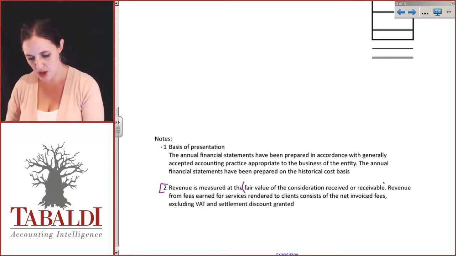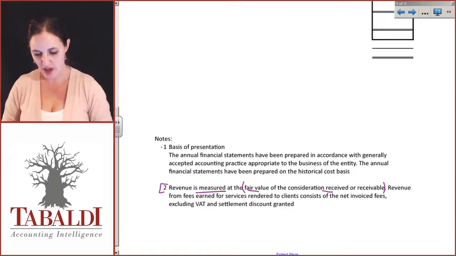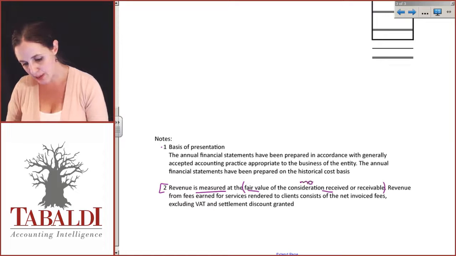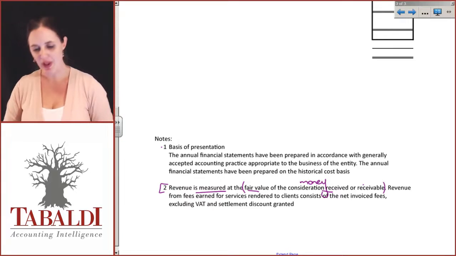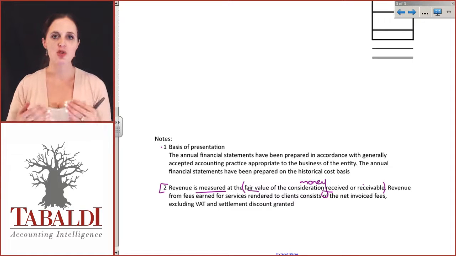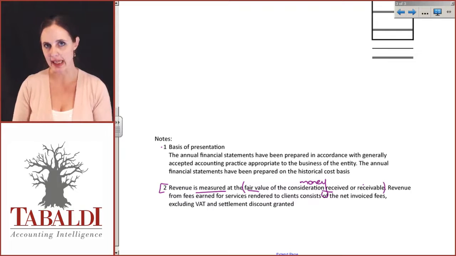So here we're telling users what it is that we're measuring our revenue at. What this is trying to say, the fair value of the consideration received, is basically saying the specific amount of money that I'm going to receive or that I expect to receive. All this is saying is that they want you to record revenue at the amount of money that you believe you're actually going to get for it.